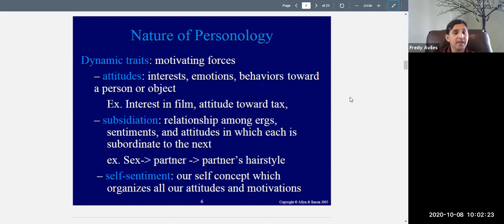And then there's your self-sentiment. Your self-sentiment is basically how you feel about yourself, your self-concept and your attitude toward yourself. Self is self, and sentiment means how you feel. So how you feel about yourself, that's your self-concept, and what you think of yourself. It organizes all your attitudes and motivations. You think you're a certain kind of person, and you like certain things and you don't like other things. It also includes your self-esteem, how you feel about yourself. That's your self-sentiment. It's what you think about yourself.